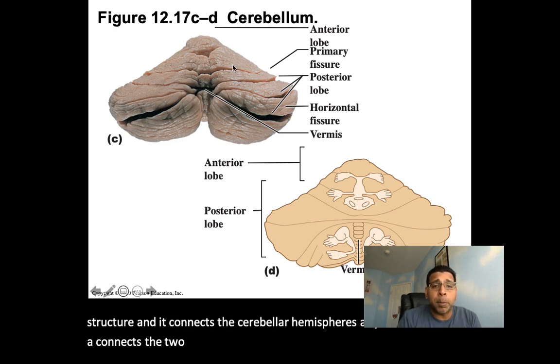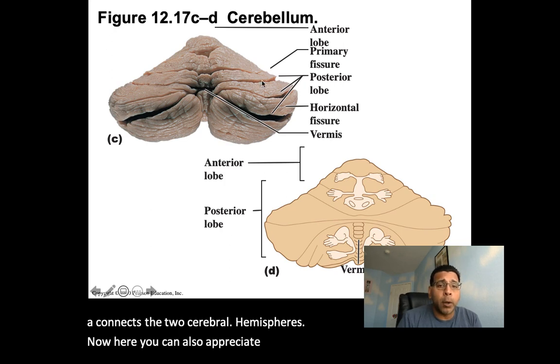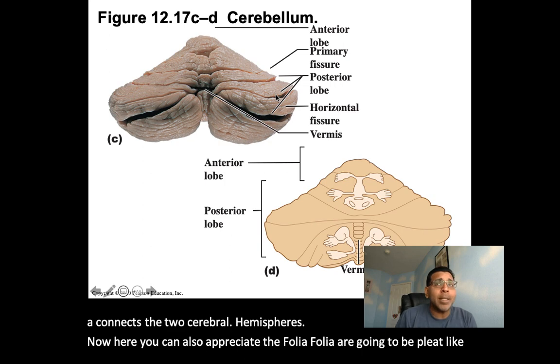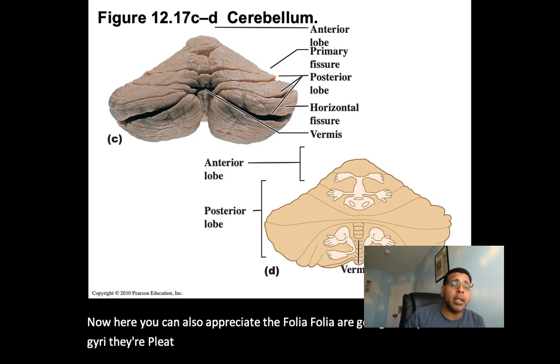Now here you can also appreciate the folia. Folia are pleat-like gyri found on the surface of this cerebellum.